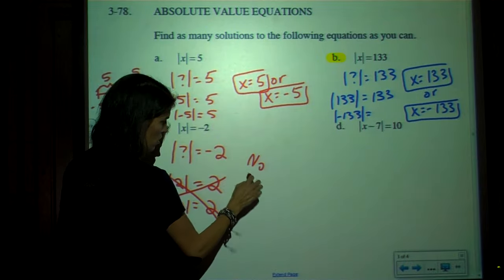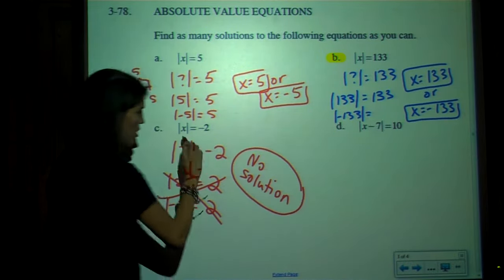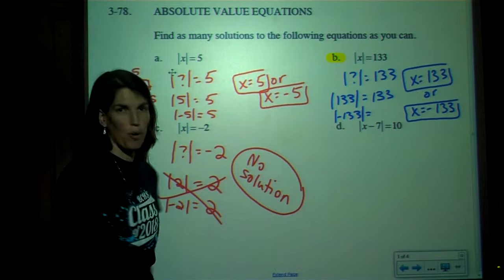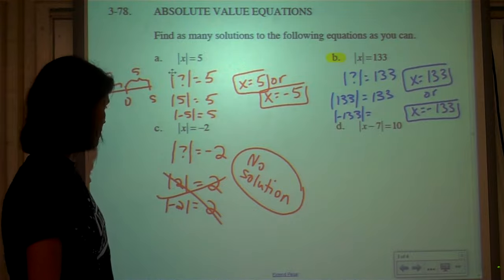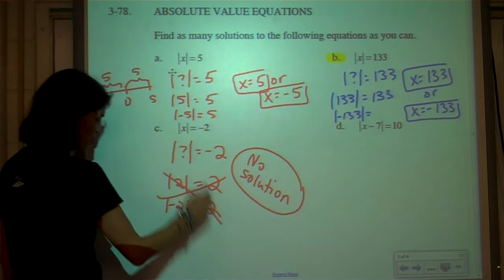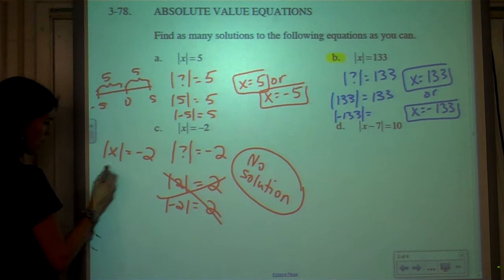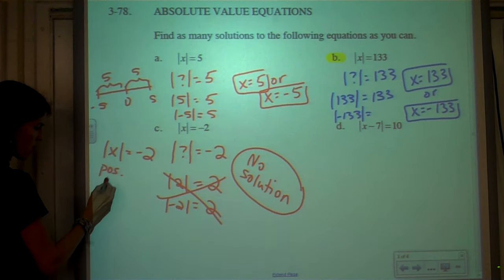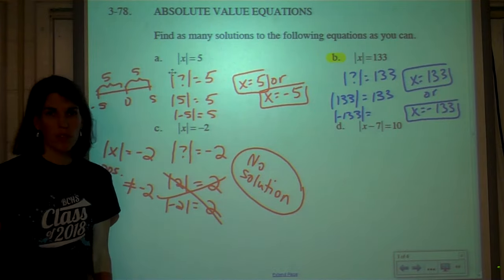Okay, actually this is a no solution, because you can't take the absolute value of any number to get a negative 2. Because an absolute value is always going to be a positive number because it's a distance from 0. A positive number cannot equal negative 2.